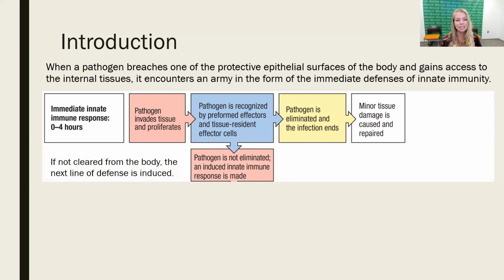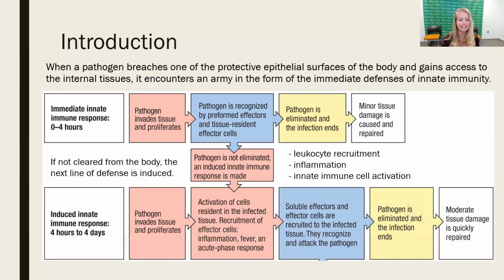And it's considered still innate immunity because we're still in this non-specific recognition of the immune system. The immune system is not recognizing one pathogen over another, but rather it's just recognizing that something is in the body that isn't supposed to be there. And so this induced innate immune system will kick off after a few hours if the pathogen isn't cleared during the first round.